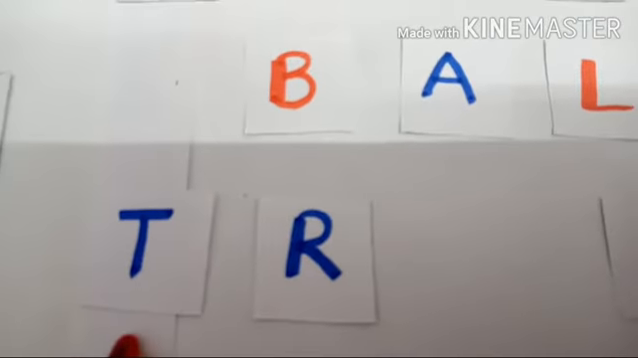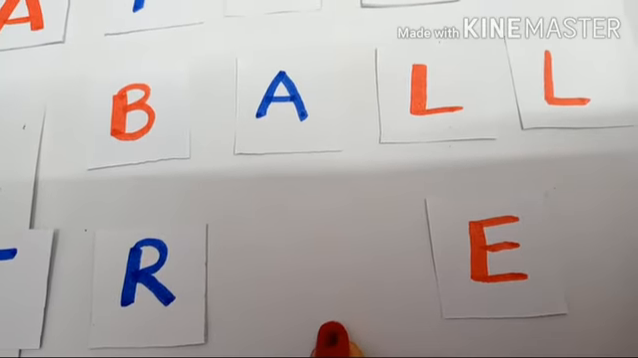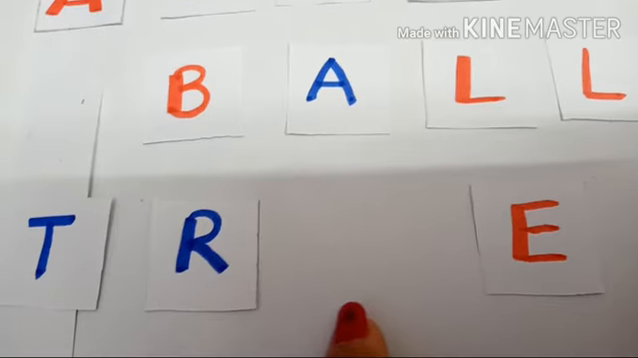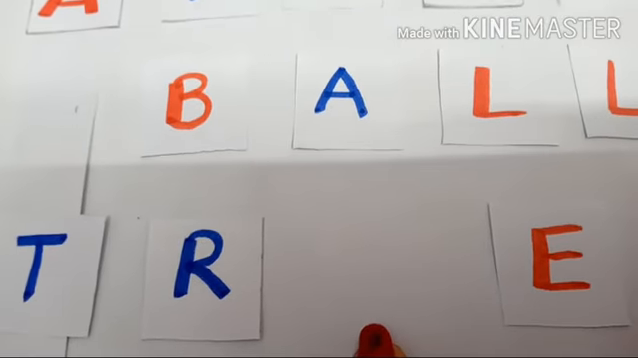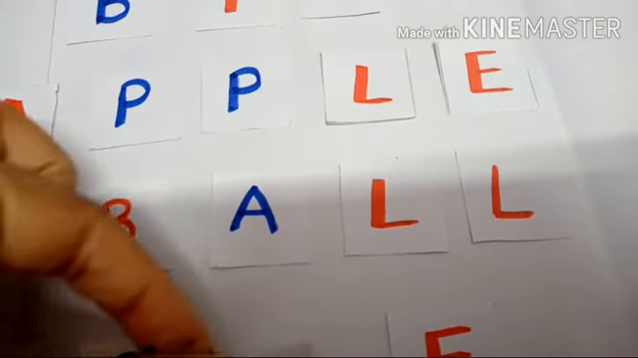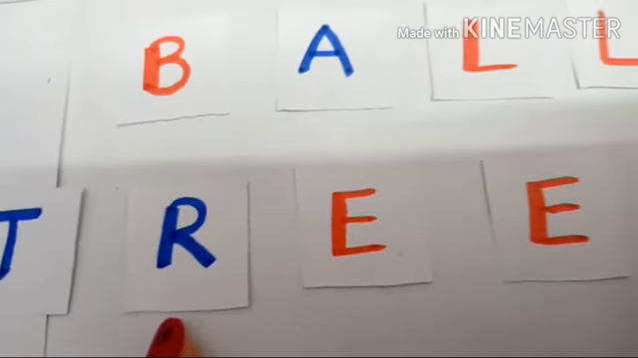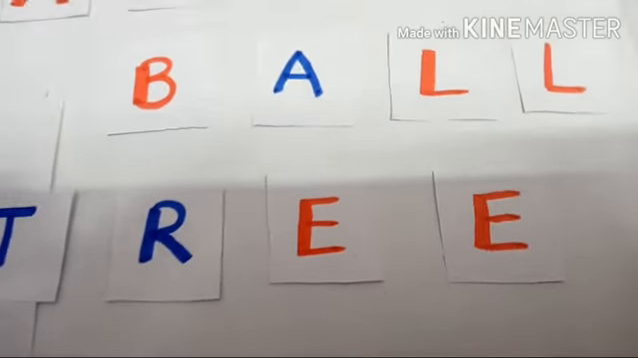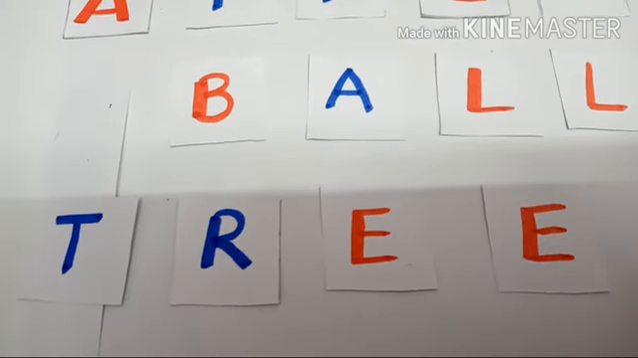Now our next word is T R dash E. Now one more letter is missing in this word. Please, children, help me to find out the letter. Which letter should be here? Here should be E. Now read the word. Repeat after me. T R E E, tree. T R double E, tree.